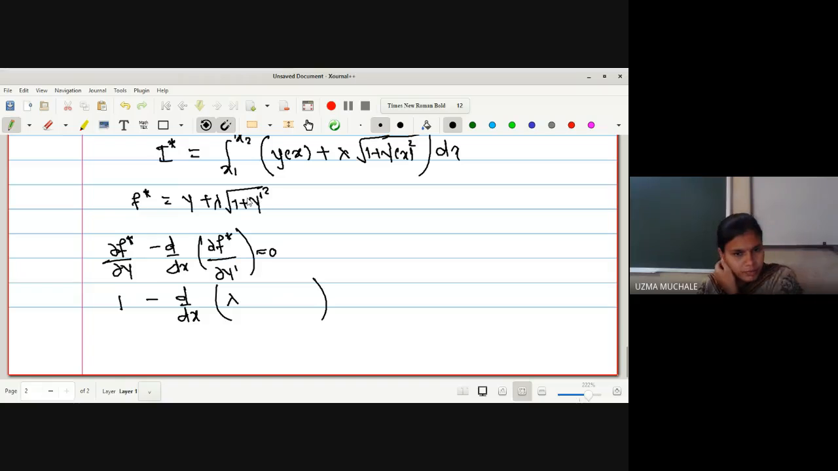Now there is a term of y dash in the second term, and hence we can find out the derivative. It will be 1 upon 2 root of 1 plus y dash square, and the derivative of 1 plus y dash square will be nothing but 2 y dash, which is equal to 0. This 2 gets cancelled.